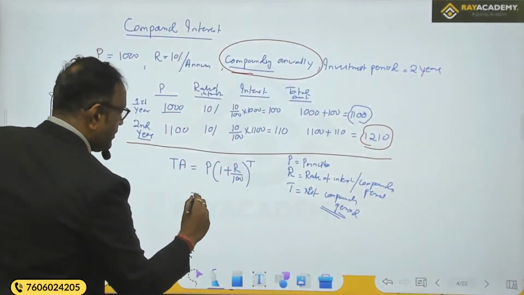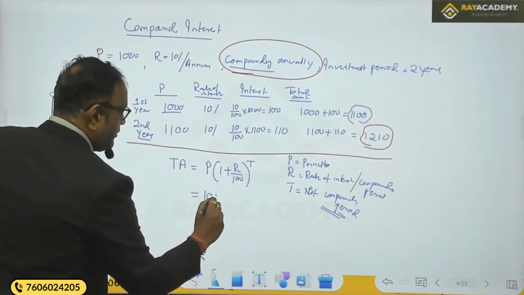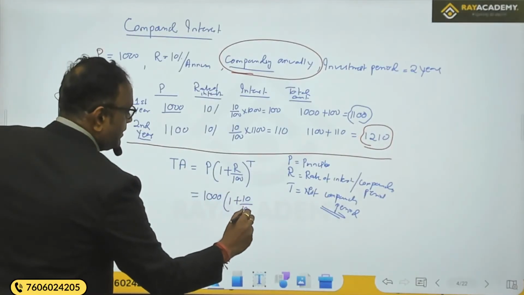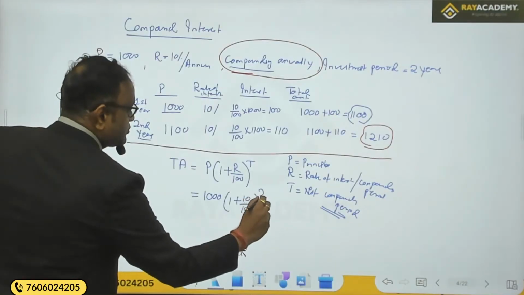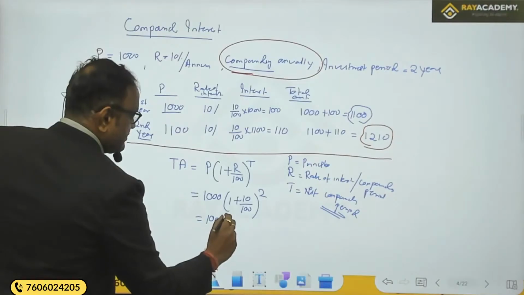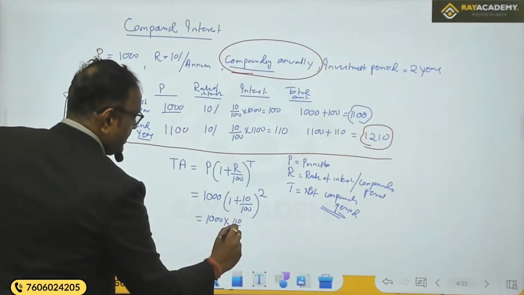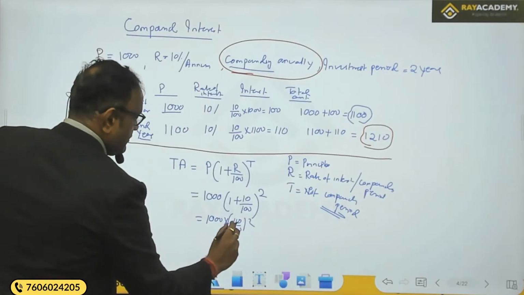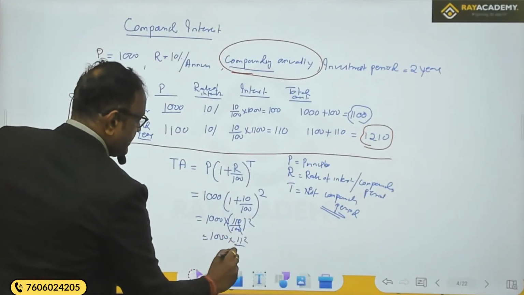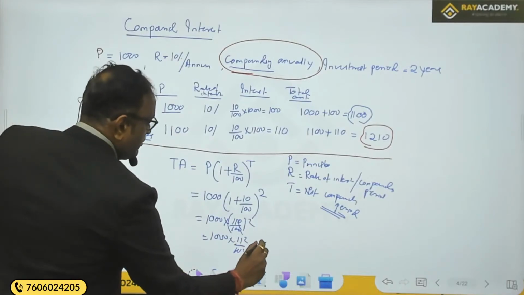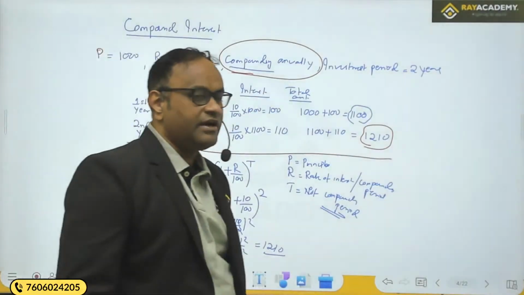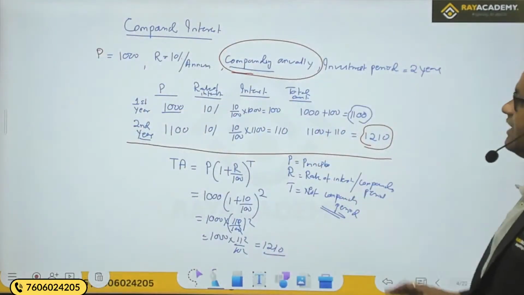So what will our answer be? This will be principal 1000 into 1 plus R, given 10 by 100, and number of compounding periods is 2. So you will get 1000 into 110 by 100 square. So it gets cancelled: 1000 into 11 square by 10 square. So you will get 1210 as the answer. So either you put the formula directly or you can calculate this way.